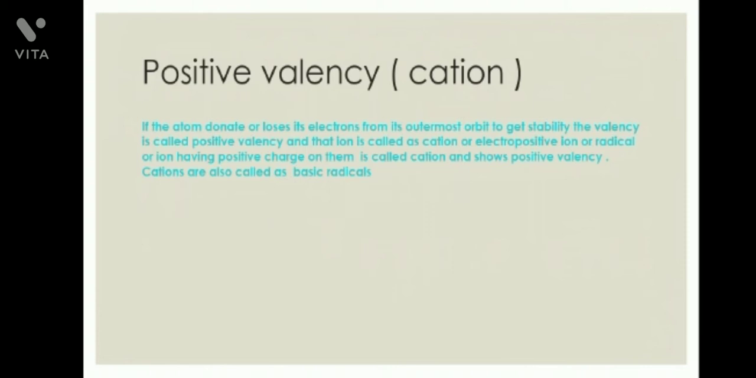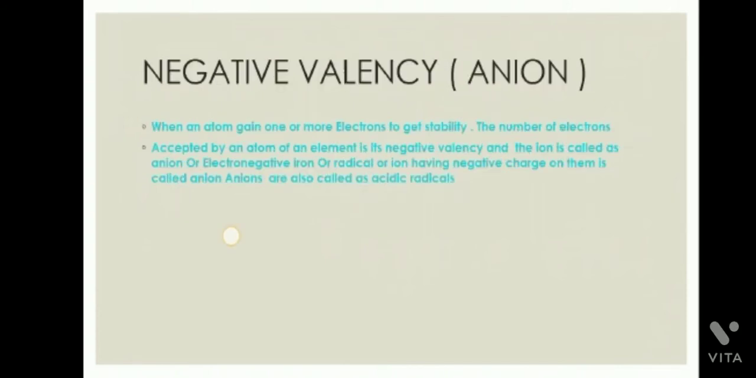Cations are also called basic radicals. Means positive valency is also called electropositive ion, cation, and radical or ion having positive charge, or basic radicals. These many names were there. And next, negative valency. Actually, I didn't explain all about acid and basic. In my next video, I'm going to explain all about acidic and basic. Acid and base lessons were there in our SSC 7th class, right? I'll be explaining about that.